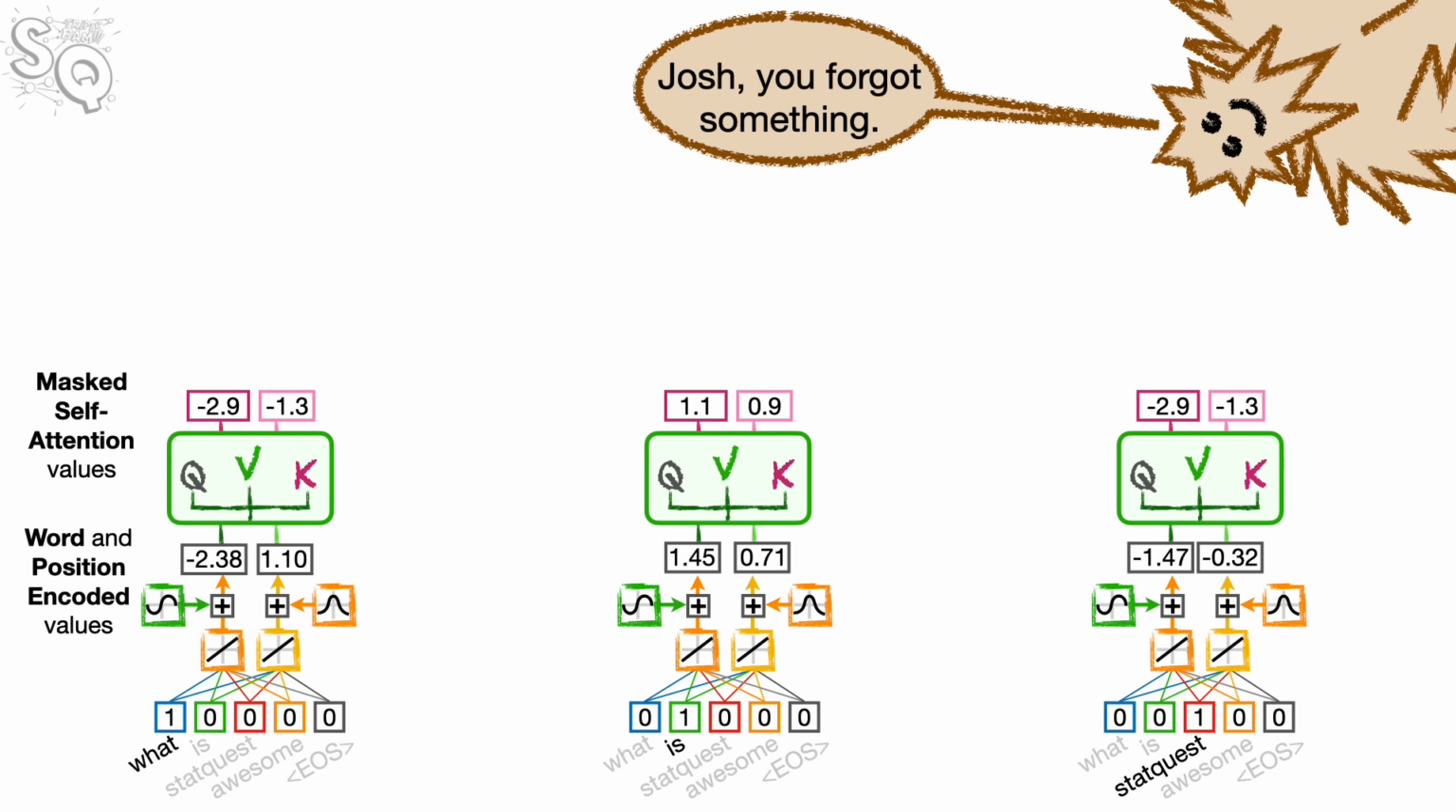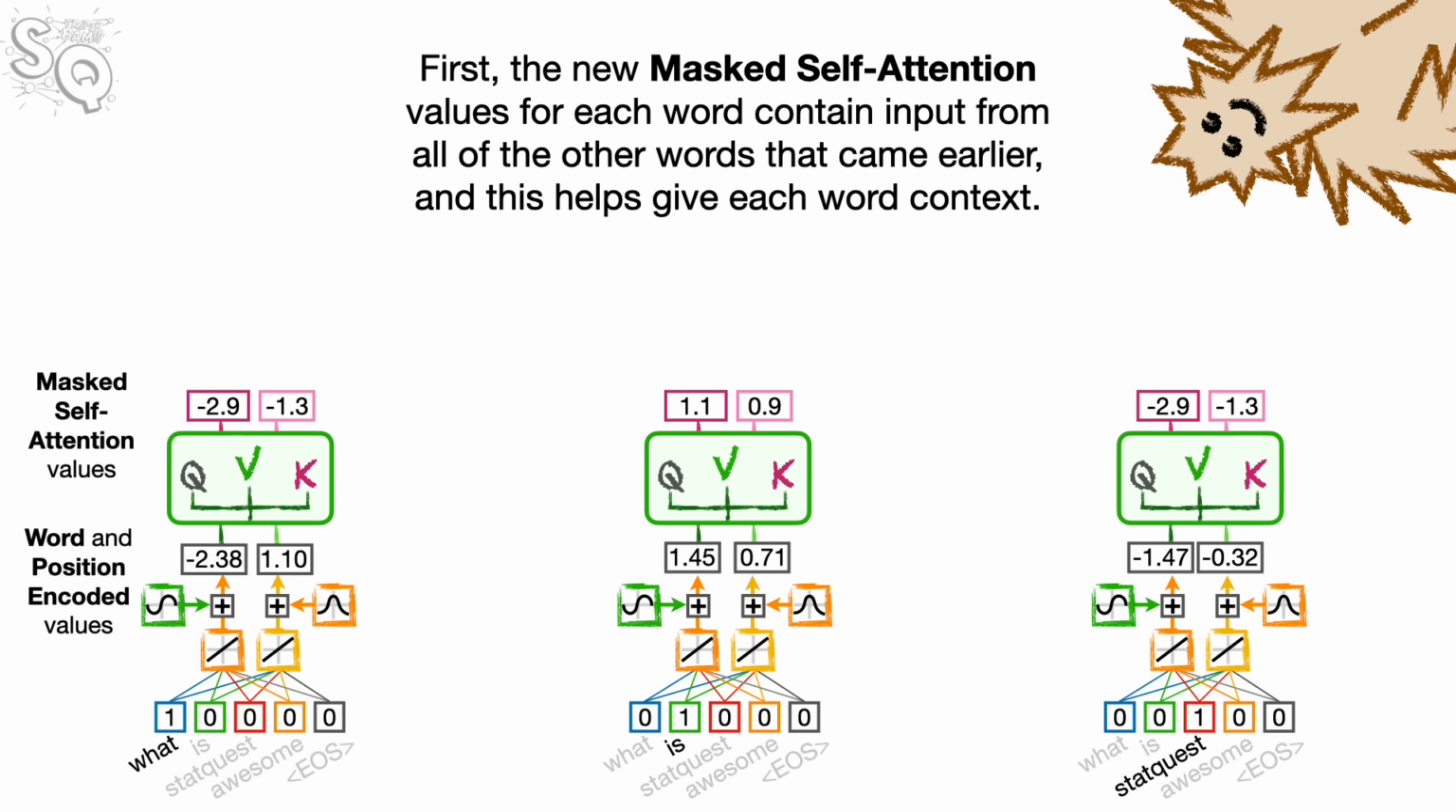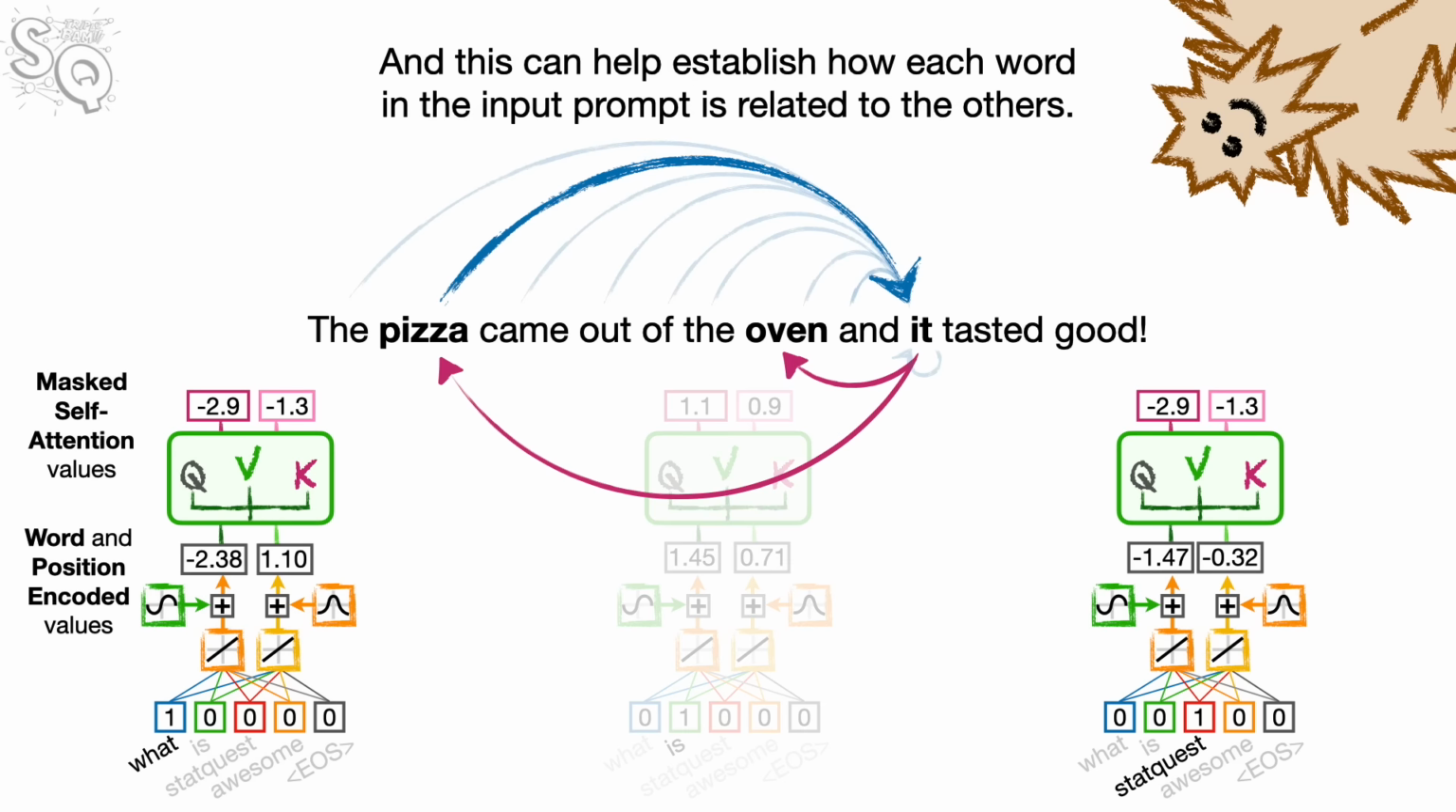Josh, you forgot something. If we want two values to represent what, why don't we just use the two position-encoded values we started with? First, the new masked self-attention values for each word contain input from all of the other words that came earlier, and this helps give each word context. And this can help establish how each word in the input prompt is related to the others.